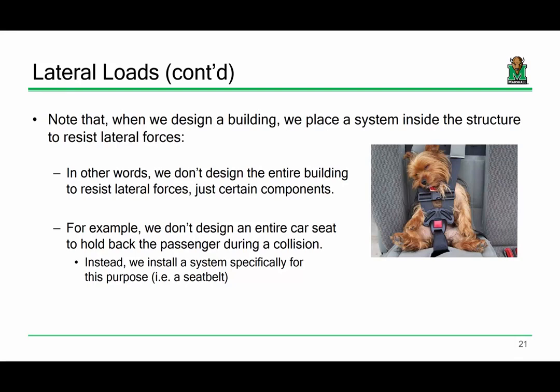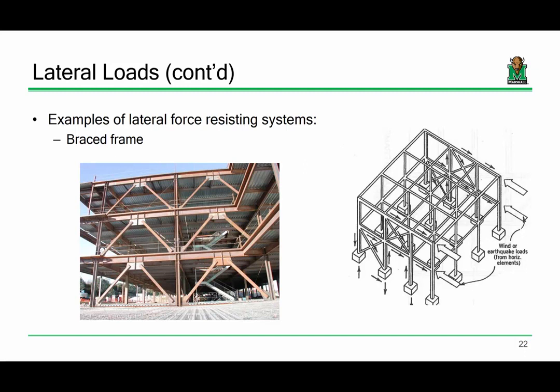Remember, we don't design the entire building to withstand lateral loads, but we design a certain component of the building to withstand lateral loads. Just like the dog in the seat belt, instead of designing the entire car to hold the dog back, we install a system to hold the dog back, and we call that system a seat belt. So the seat belt's job is to withstand that lateral force effect. It's not the whole car, it's just the seat belt. Just like in a structural steel frame, it's not the entire frame's job to withstand wind and earthquakes. It's a specific component of that frame.